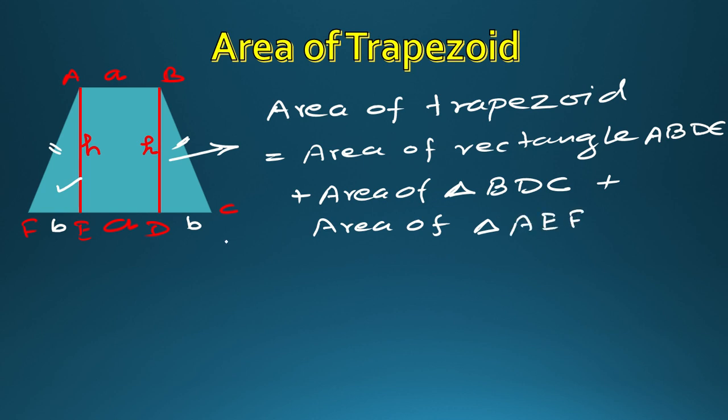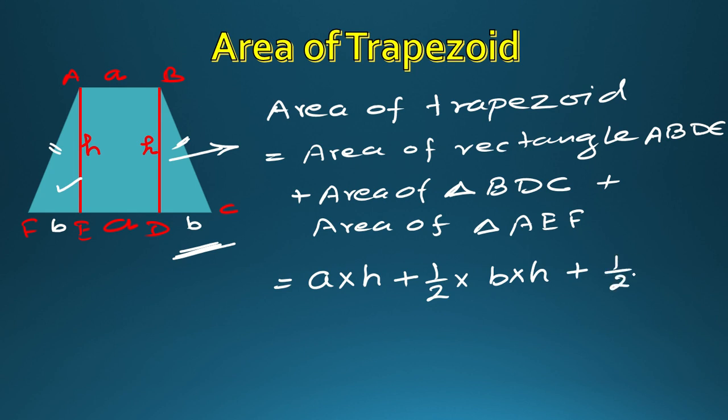Okay, now you know the formula for area of rectangle and area of triangle. So area of rectangle is what? Length multiplied by width. So this is A multiplied by H, plus area of triangle is half into base. Base is B, I have taken. This is the base, multiply by height. Same for this also, half times base times height.